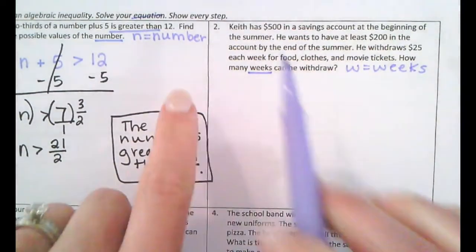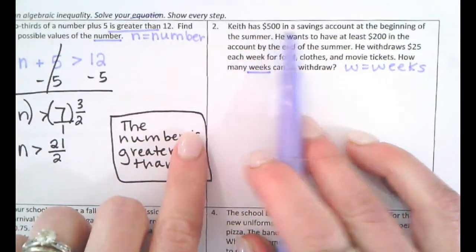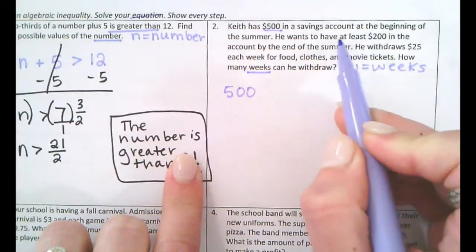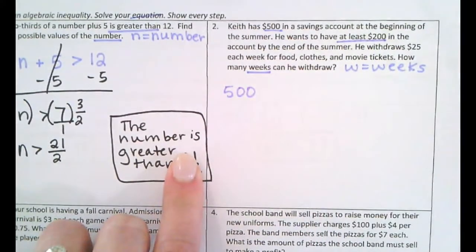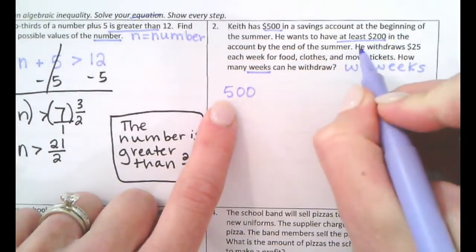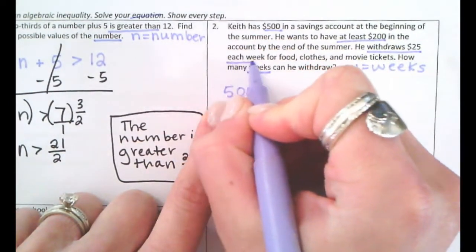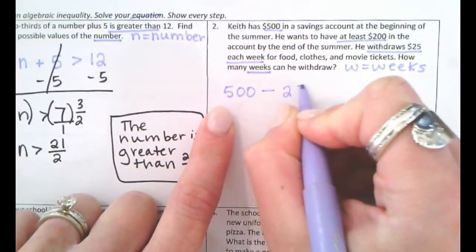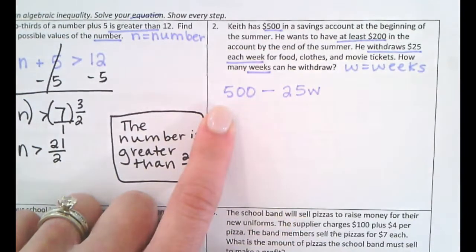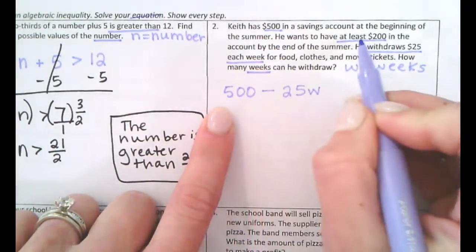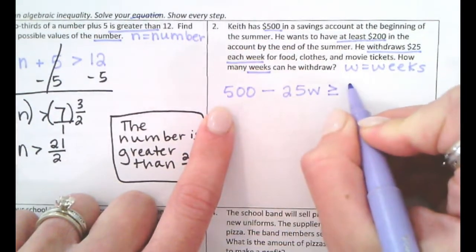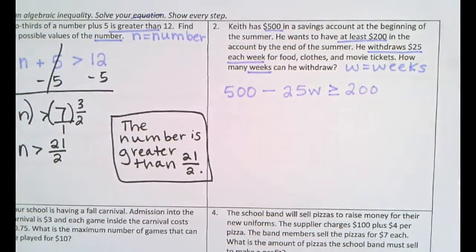And then I'm going to set up the problem. So he has started with $500 in his savings accounts. We know at the end he wants to have at least $200. We'll come back to that part. But from this 500, he is withdrawing $25 each week. So from that 500, we are going to subtract 25 each week. After he withdraws each week, he wants to have at least 200. So that means this must be greater than or equal to 200.